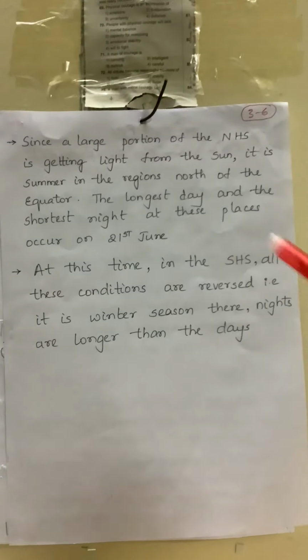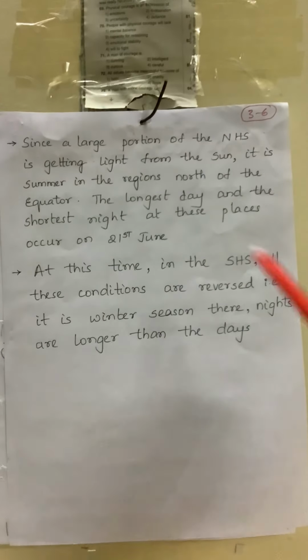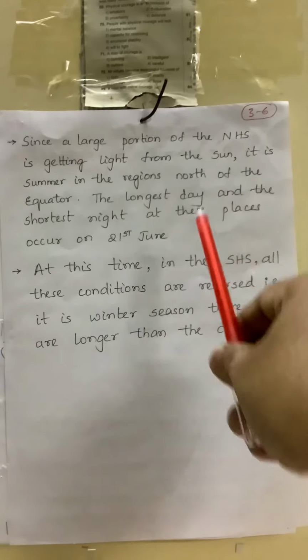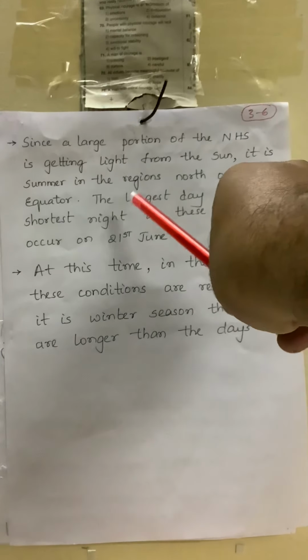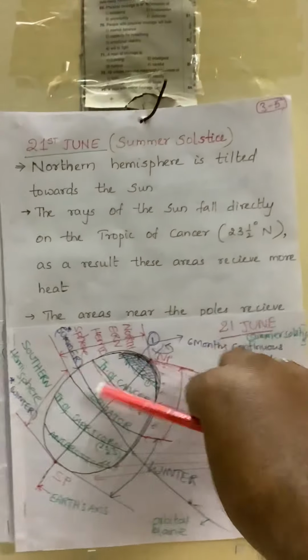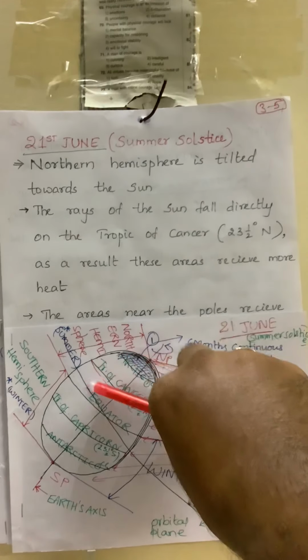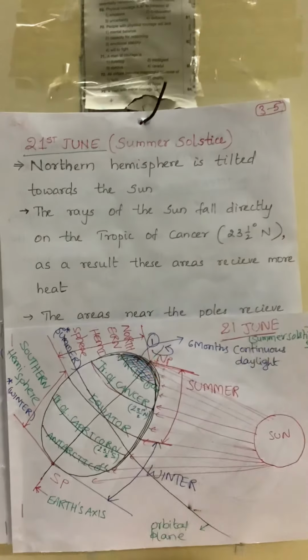So next point, since a large portion of the northern hemisphere is getting light from the sun, it is summer in these regions. So the regions north of the equator, all the areas in the north direction of the equator, experience summer season.